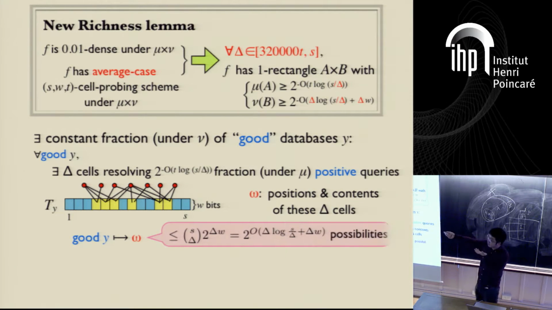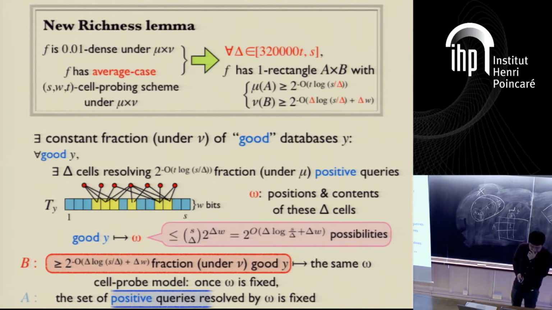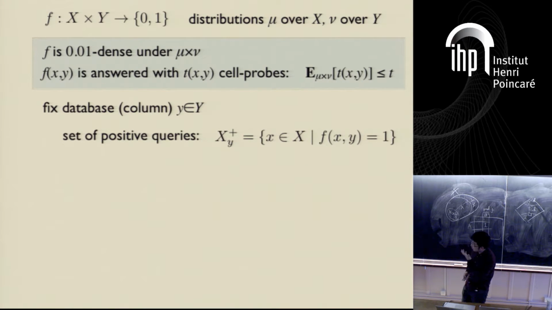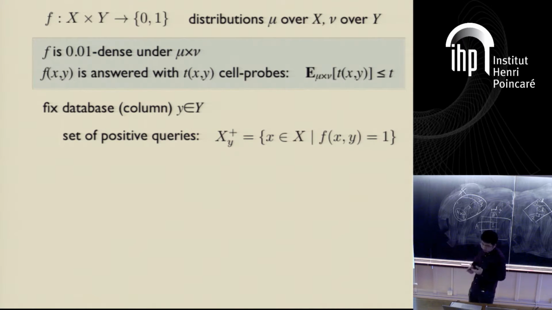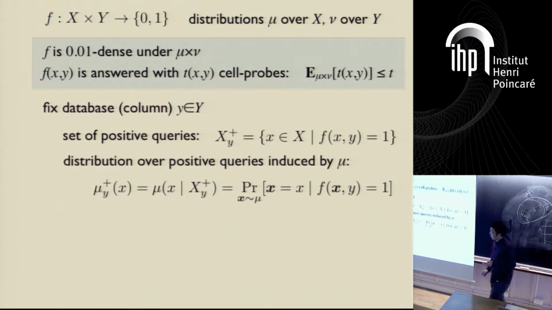Okay, so that's all for the proof of this richness lemma. It only remains to show this very first claim. And we can do this by an easy argument, an easy probabilistic method. So fix any database. Let's consider, in this matrix, fix any column.